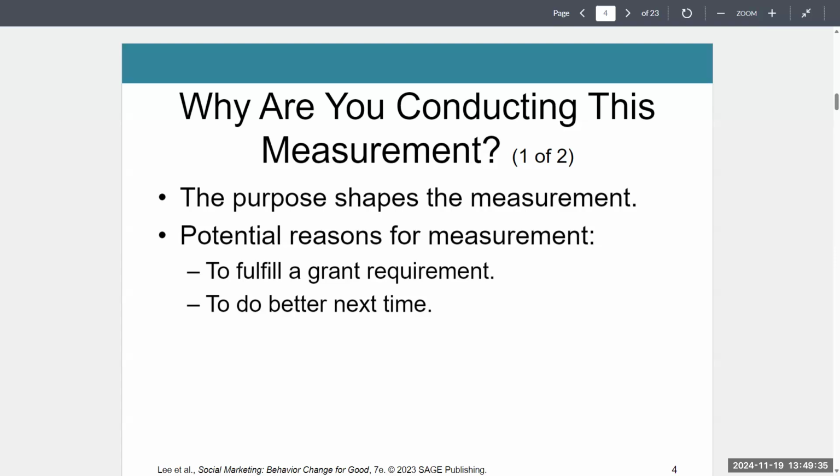An example of that is if you have a nonprofit that provides meals to underserved communities. If the purpose of measurement is to meet a grant requirement, they might focus on the number of meals delivered. However, if the goal is to improve the program, they might measure customer satisfaction and the nutritional value of the meal. Okay, so not just the fact that they provided a meal, but how healthy or how good and filling it was. Make sense?